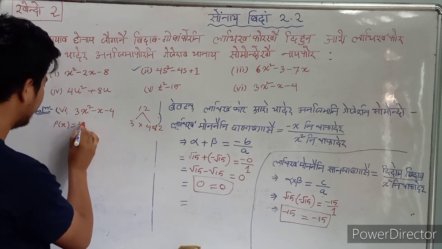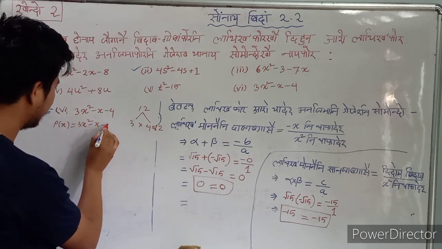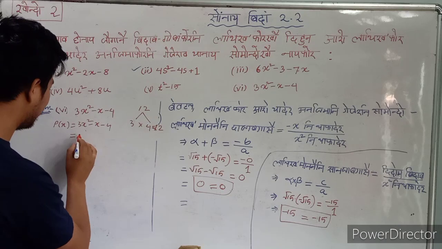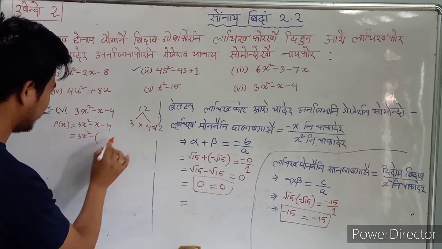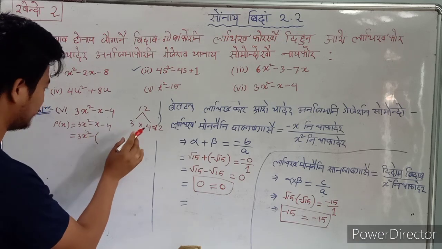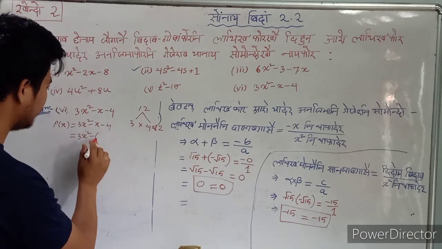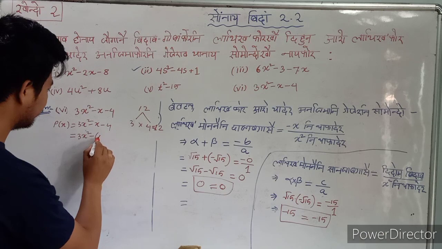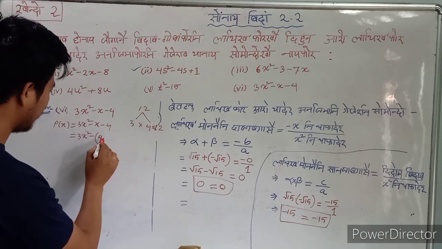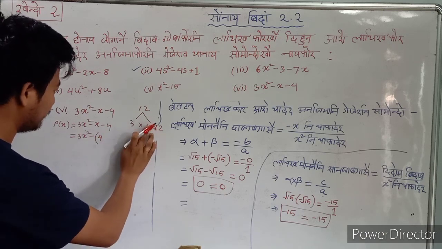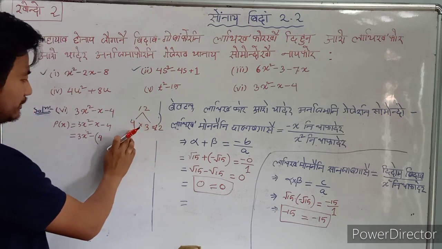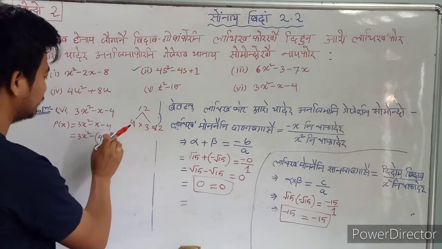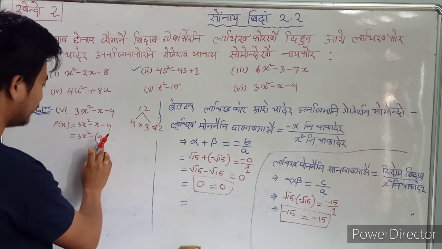P of x is equal to 3x square minus x minus 4. So we have 3x square minus bracket. No, there is another one. 4.